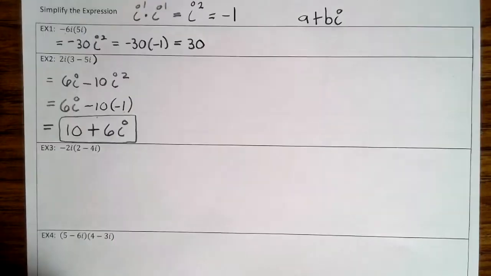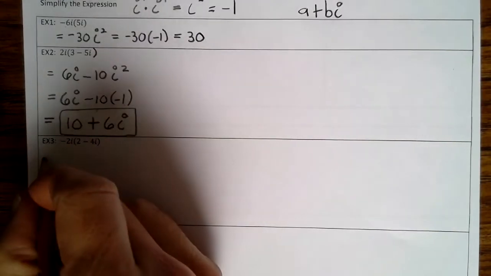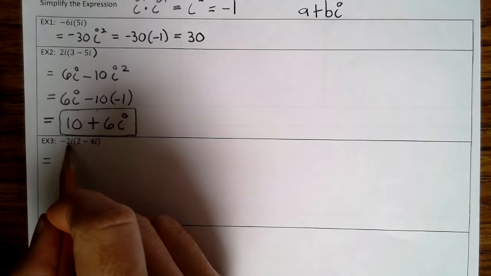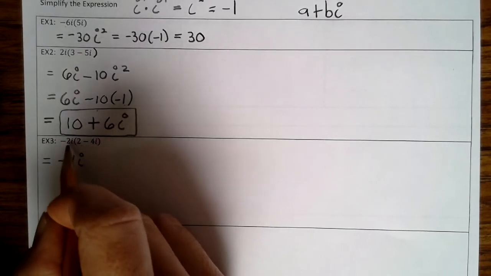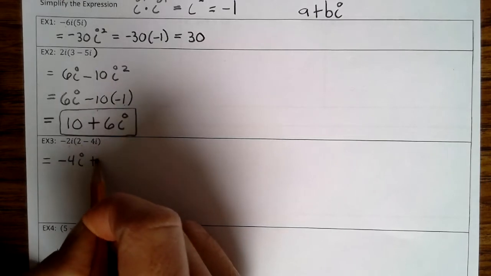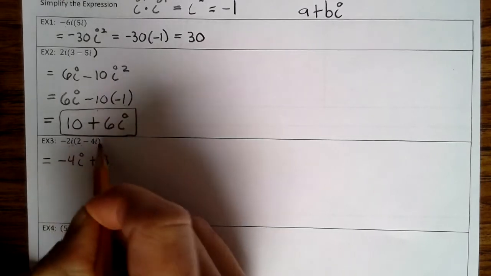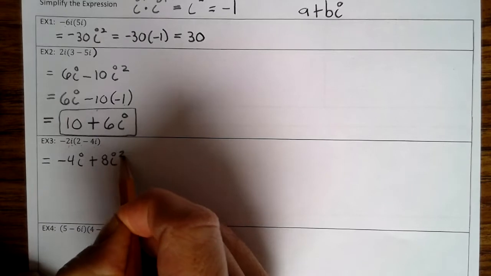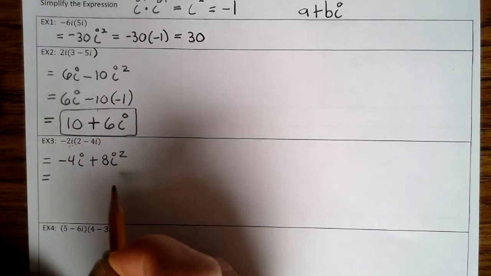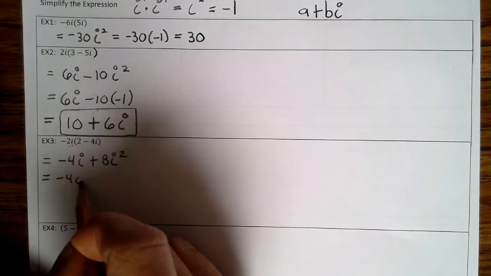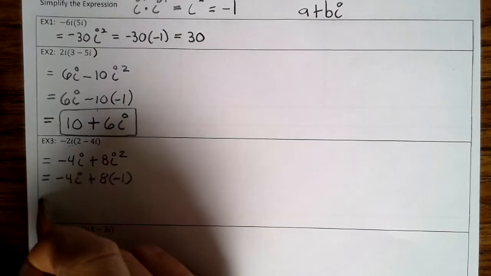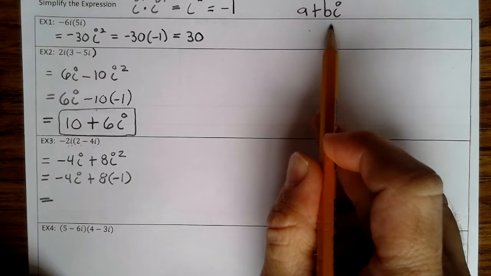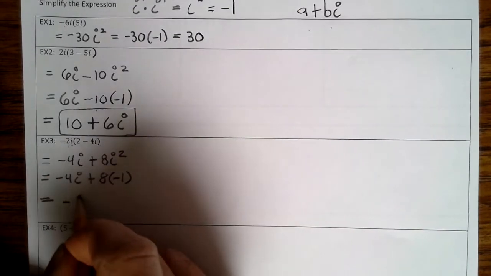All right, example 3. Here we multiply by a negative 2. So negative 2I times 2 is negative 4I. Negative times a negative is a positive 8. And then I times I is I squared. So then that's negative 4I plus 8 times negative 1. And again, we're writing it in the form of A plus BI. So then that's negative 8 minus 4I.